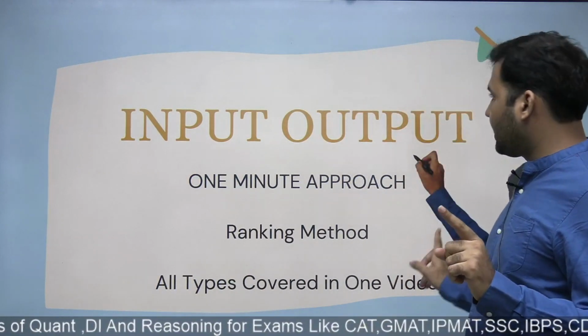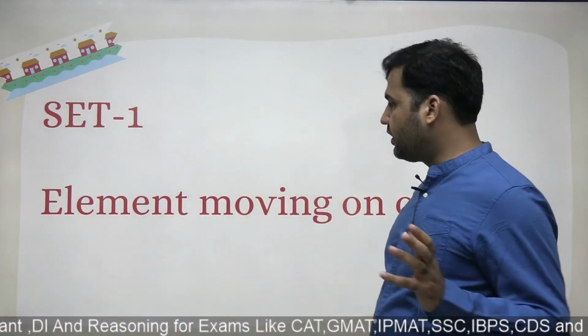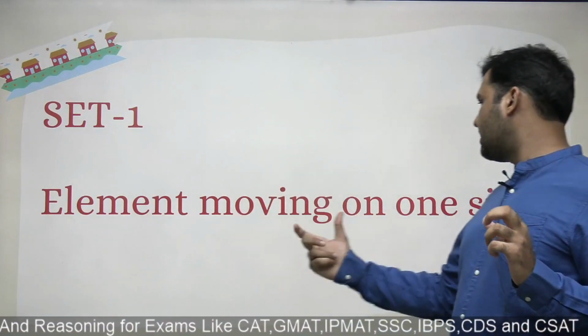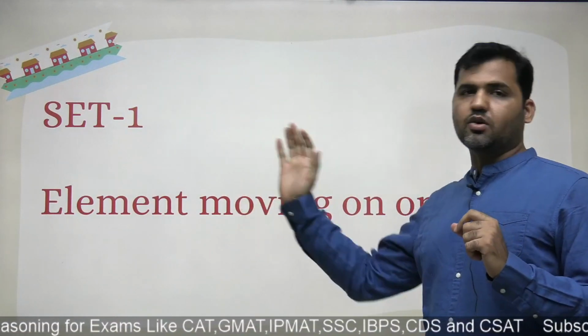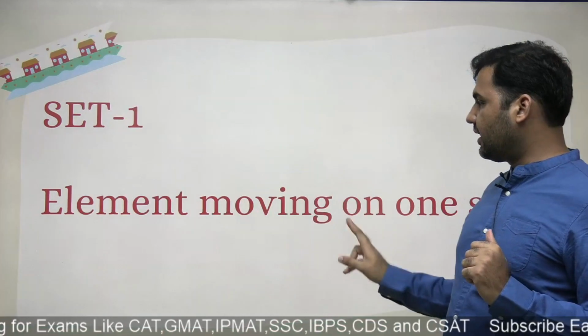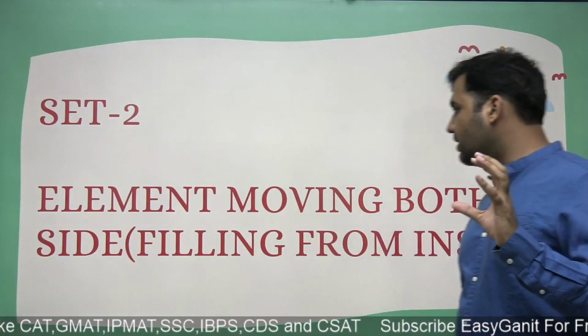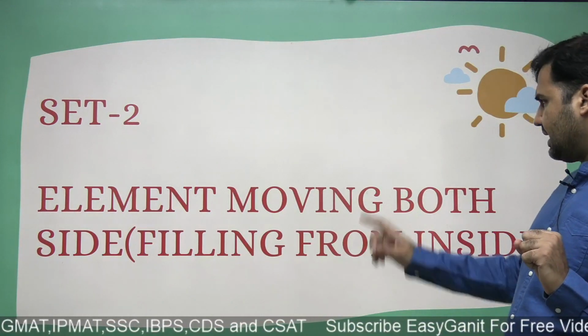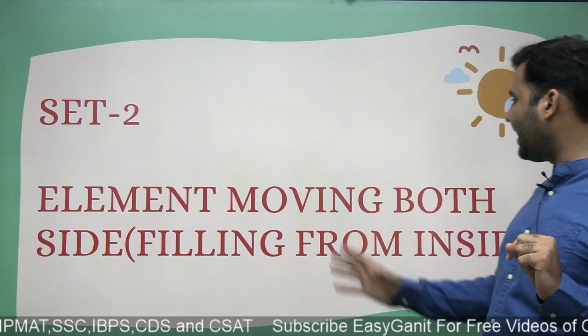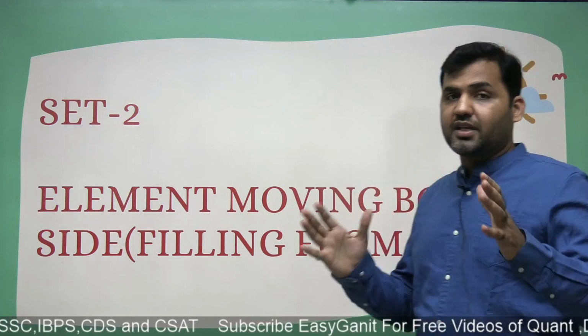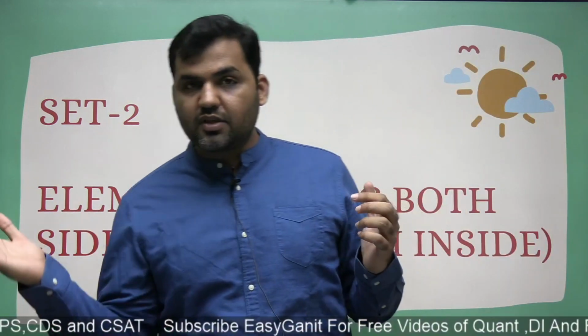Now, let me give you a complete idea. I have covered 4 sets in this complete video. Set number 1 is where the elements are moving only on one side, either on left or right. And in this set, you will learn the basic concept of ranking. Set number 2 is that set where elements are moving on both sides. One is moving on the left-hand side, one is moving on the right-hand side.